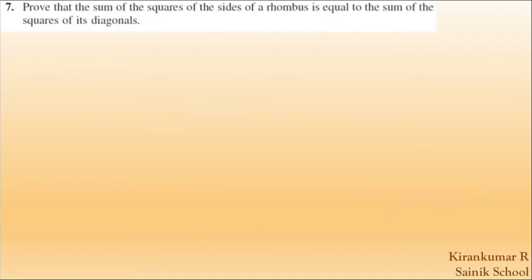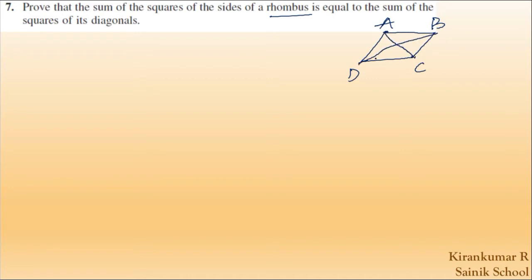Question number 7, it's related to a rhombus. Prove that the sum of the squares of the sides of a rhombus is equal to the sum of the squares of its diagonals. Let me consider a rhombus. Say the name of the rhombus is ABCD. These are the sides and the diagonals.